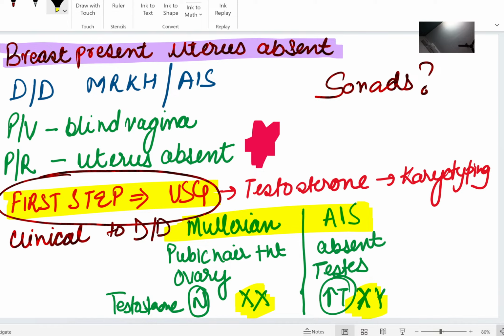Okay, so as you know the testosterone is much in excess, so after getting the ultrasound done, what will be our next step? Our next step is to get the testosterone done, and the last step is karyotyping. Okay, the last step is karyotyping. Is it okay?